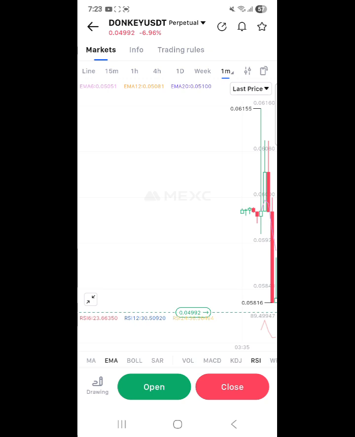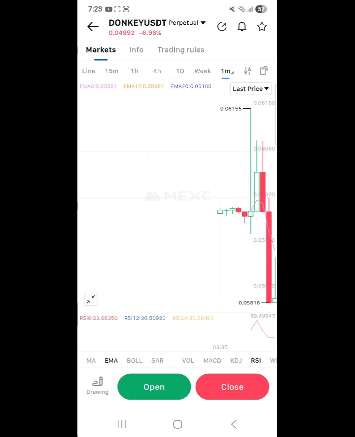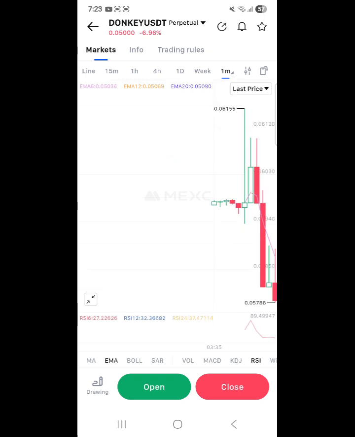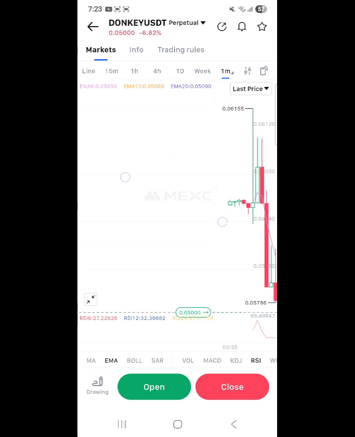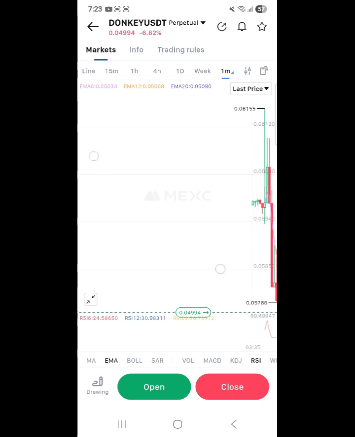So once you see the sign of this fat red candle here, you can create your short order. Make use of the 15 minutes time frame and then the 1 minute time frame when shorting these coins. The next thing you should have at the back of your mind is what I call RSI.